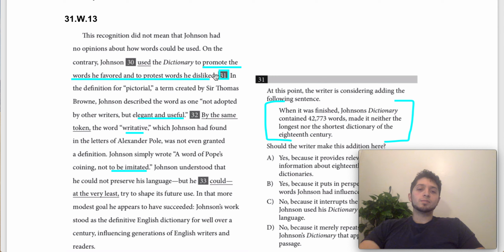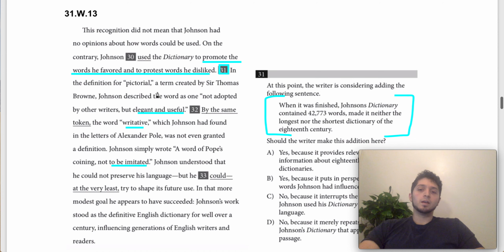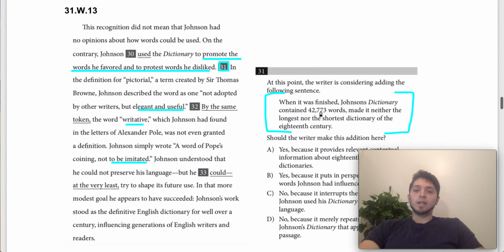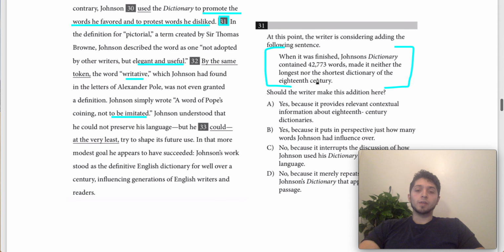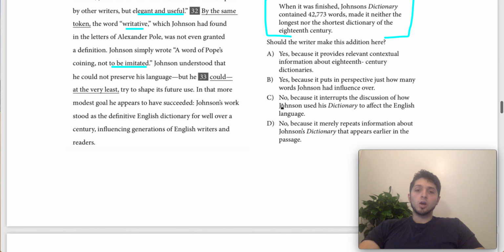So this sentence pretty much has to come after this sentence, because this sentence here is giving an example of this claim here, and to add in information about the length of the dictionary just wouldn't make too much sense. So no, because it interrupts the discussion of how Johnson used the dictionary to affect the English language. That's going to be the choice that we want right there. D says no because it merely repeats information that appears earlier in the passage. This is not true. It's more true here. So we would get rid of D and choose answer choice C as our correct answer.